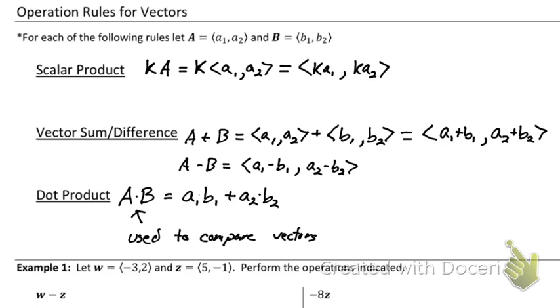Are you going to say, like, find the dot product of this? I might just say, do A times B. It'll look like A times B, but you need to know that this always means dot product with vectors. There's no real way to multiply vectors. You usually don't do that. Okay?